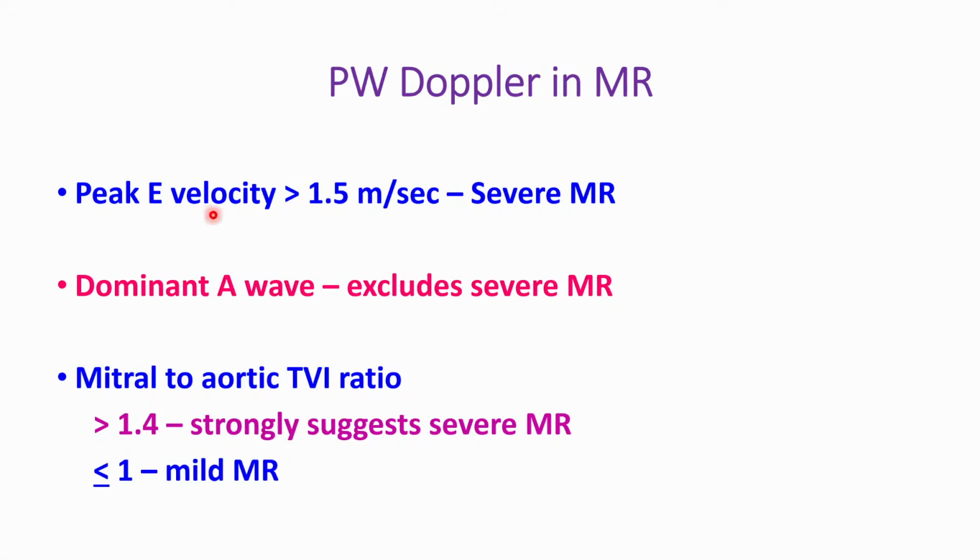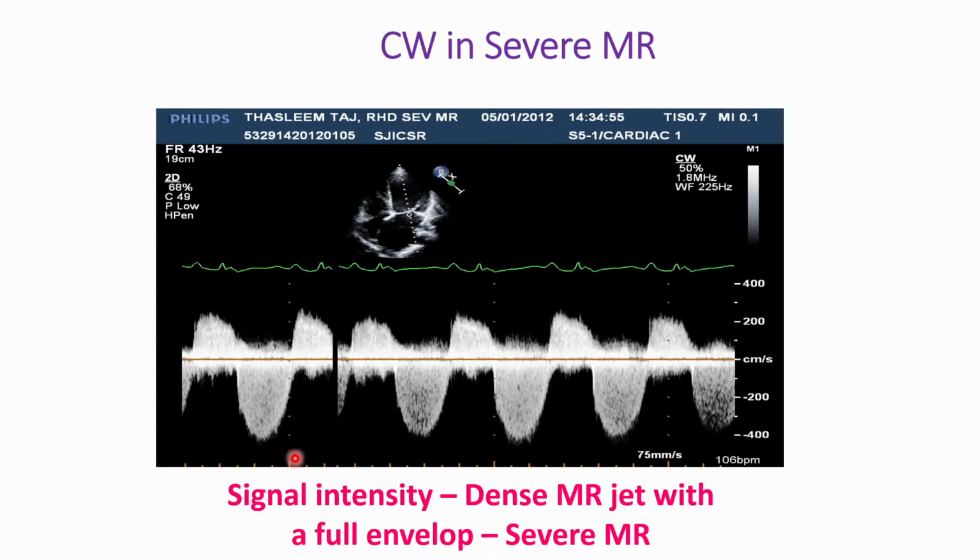Apart from that, we can put the pulse wave Doppler across the mitral valve. If the E wave velocity is more than 1.5 meters per second, that also suggests severe MR. Then we look at the E wave and A wave. If there is a dominant A wave, that is A more than E, that excludes severe MR. We can also look at the mitral valve to aortic valve time velocity integral ratio. If it is more than 1.4, it suggests severe MR. If it is less than 1, it will be mild MR.